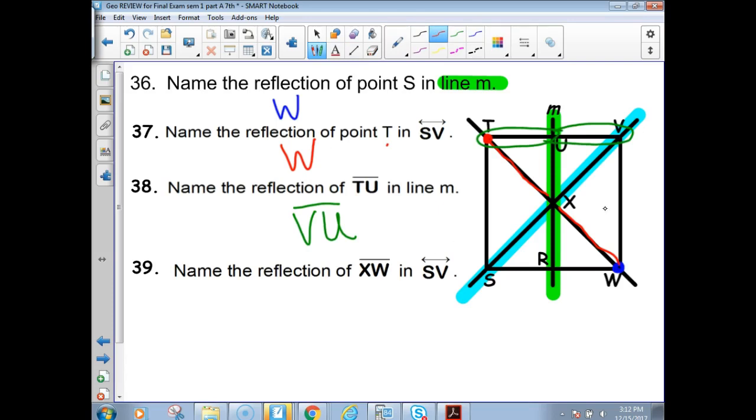Name the reflection of XW, so I'm going to find XW right here, over line SV, the blue line. W is going to come flopping over to the other side and go up to T. So that's going to be TX. X doesn't move because it's on the line.